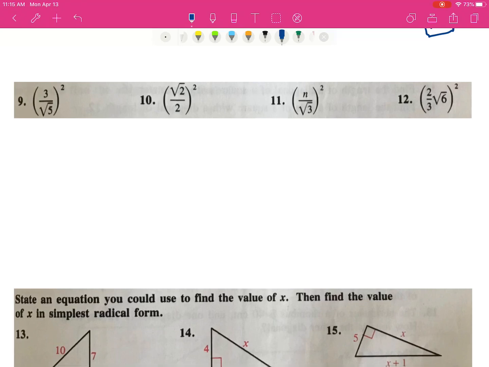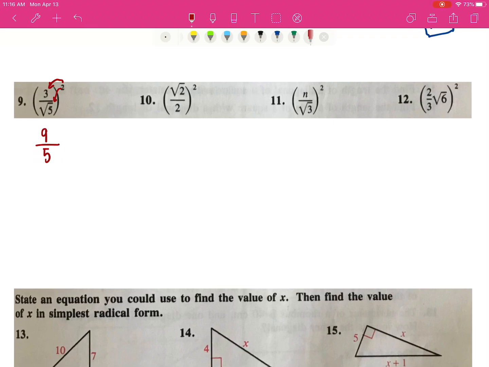So here in 9 through 12, you can go ahead and press pause and see if you can do these on your own, or you can follow along with me because some of these do need a little bit of an explanation. They are just division problems, so that square is going to get attached to both factors in the parentheses. So 3 and the square root of 5 will get the square. 3 squared is 9, and the square root of 5 squared is just 5.